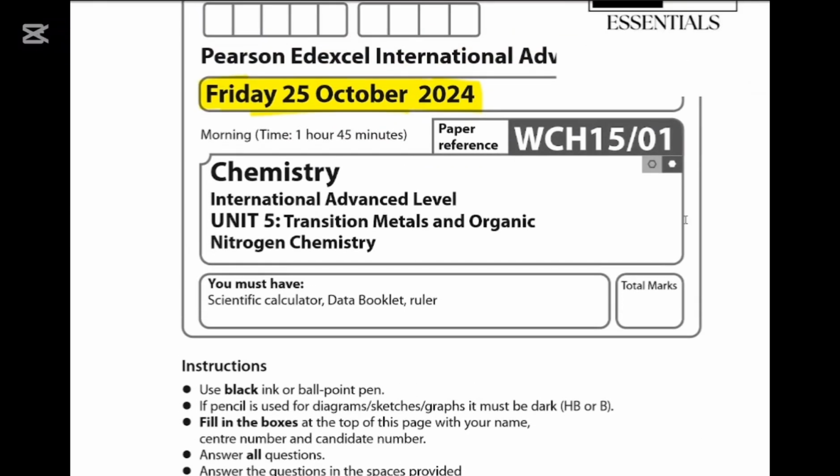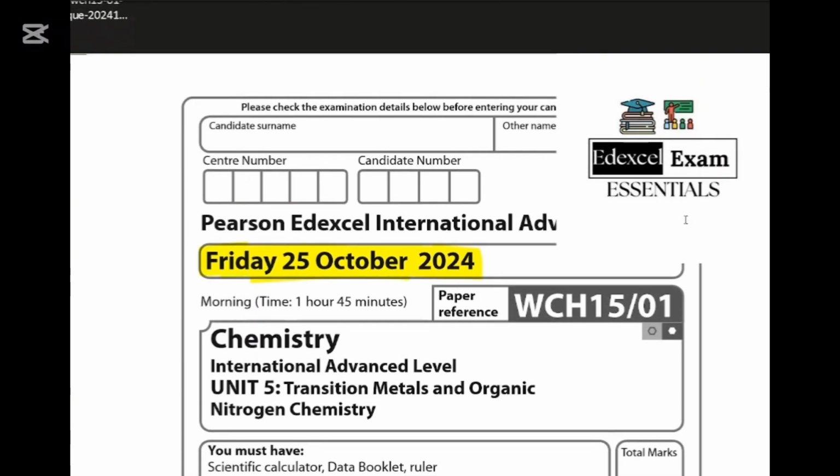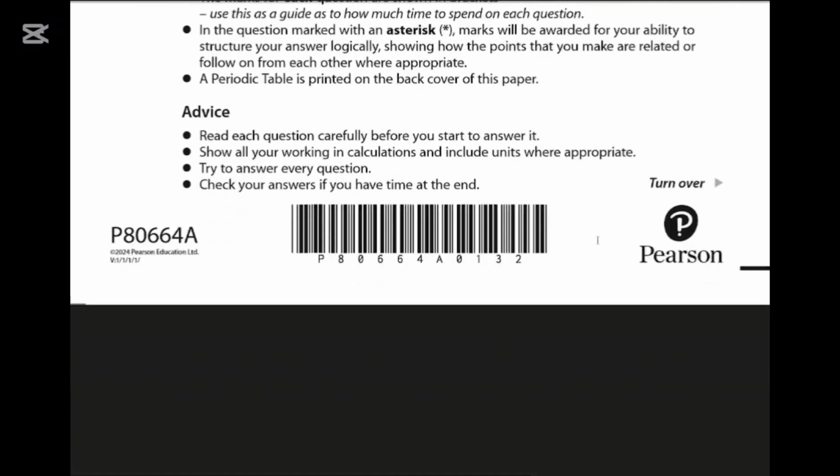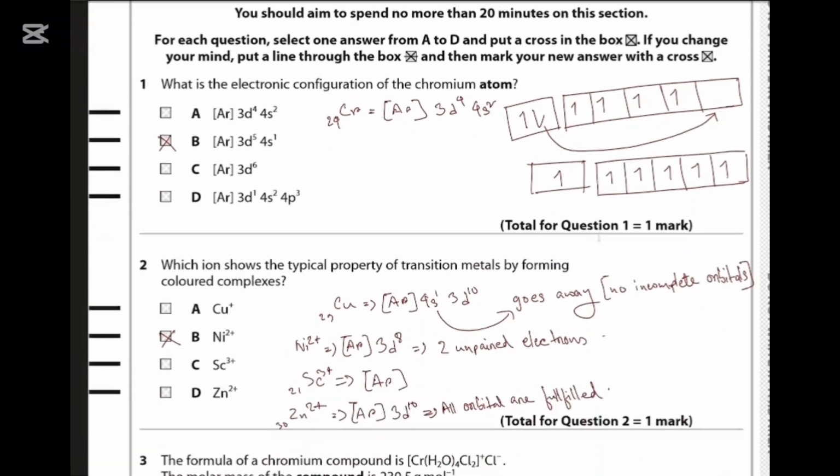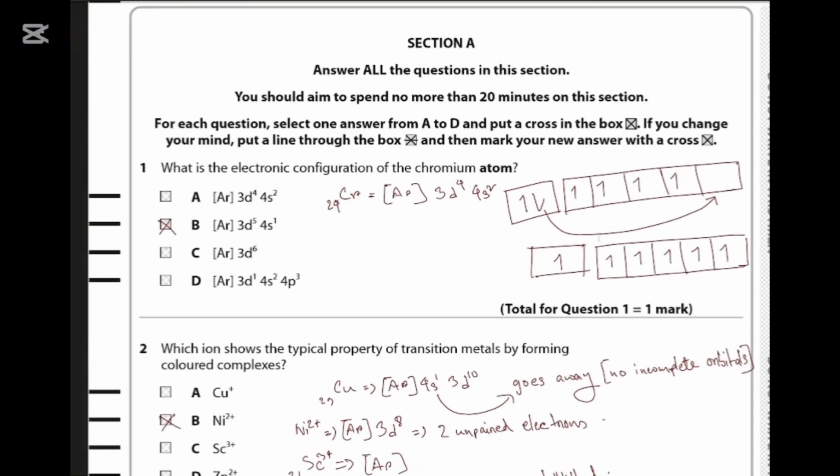Hello everyone. This is the solve paper for October 2024 IAL Chemistry Unit 5 from Edexcel Exam Essentials. Here we begin with section A.